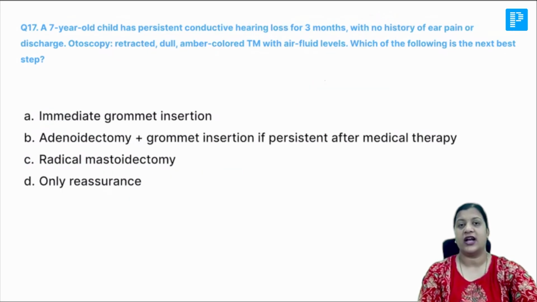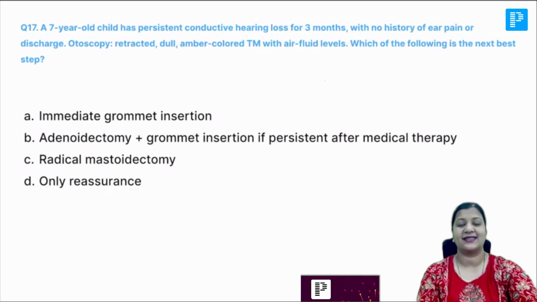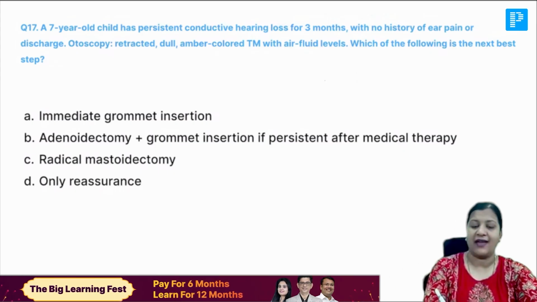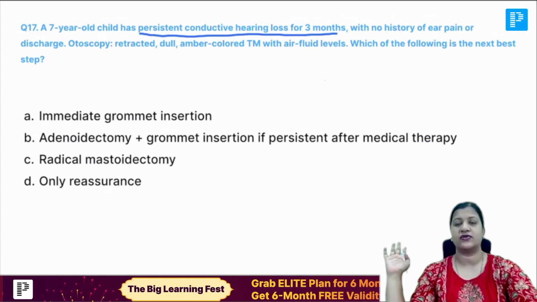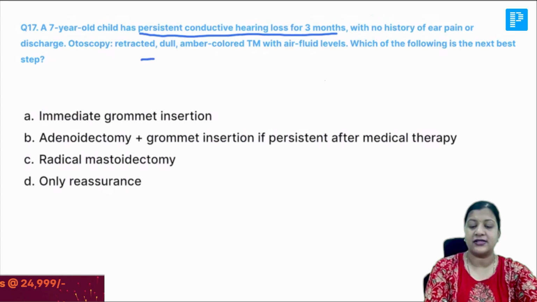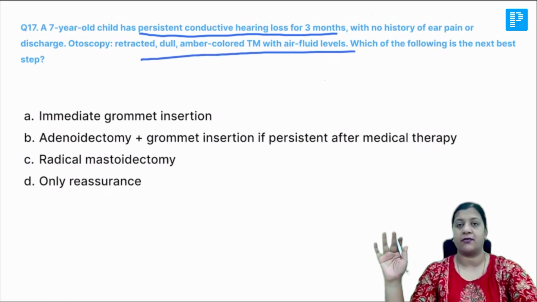A 7-year-old child has persistent conductive hearing loss for 3 months with no history of ear pain or discharge. Otoscopy shows retracted, dull, amber-colored tympanic membrane with air fluid level. Which of the following is the next step? Yes, so they have given you hearing loss only. Have they given you any other symptom other than hearing loss? No. They have given you clinical features of SOM, dull, amber-colored air fluid level of the tympanic membrane.